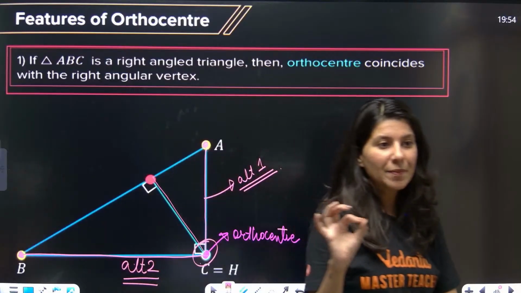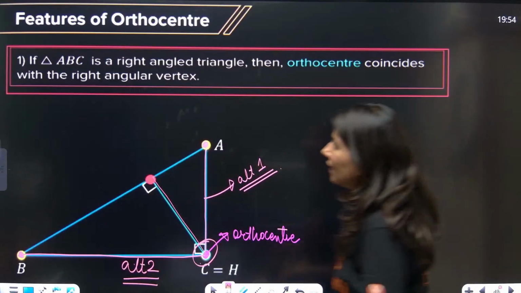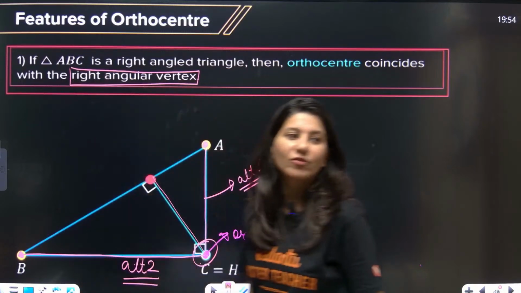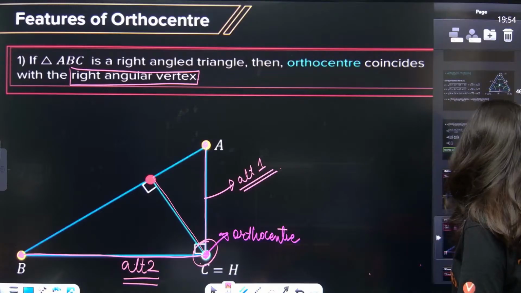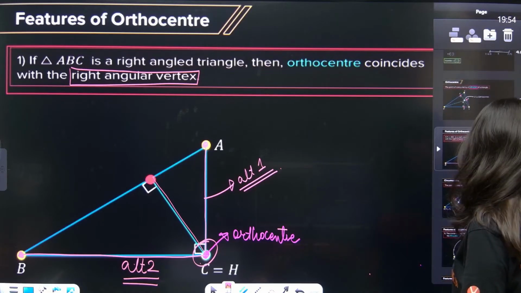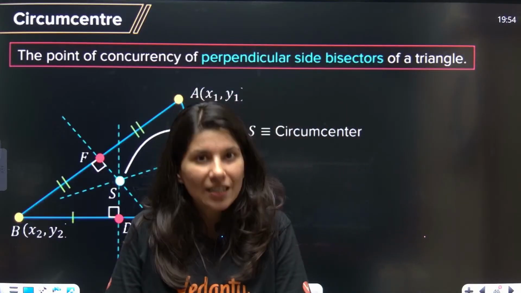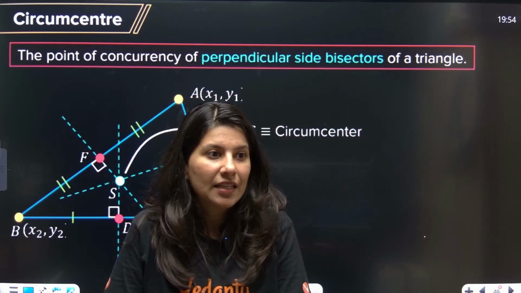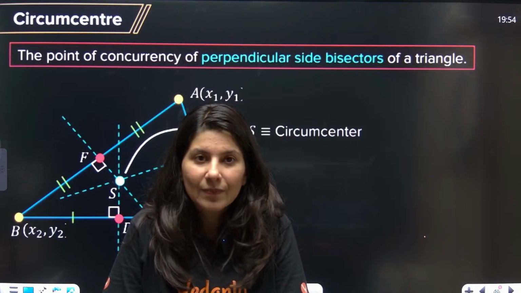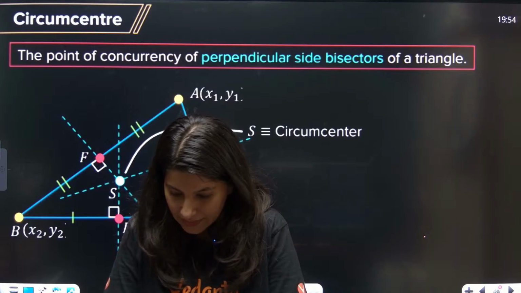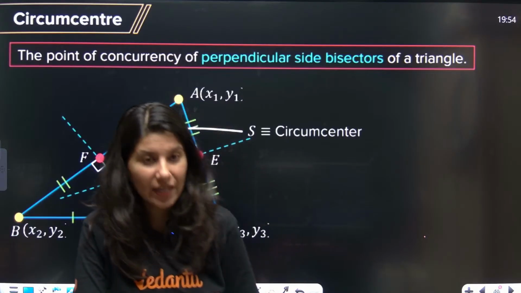So what do you remember? In a right angle triangle, the orthocenter is nothing but the right angular vertex. Everybody getting it? Now we are done with centroid, incenter, then orthocenter also done, then finally circumcenter. Okay, everybody, circumcenter.